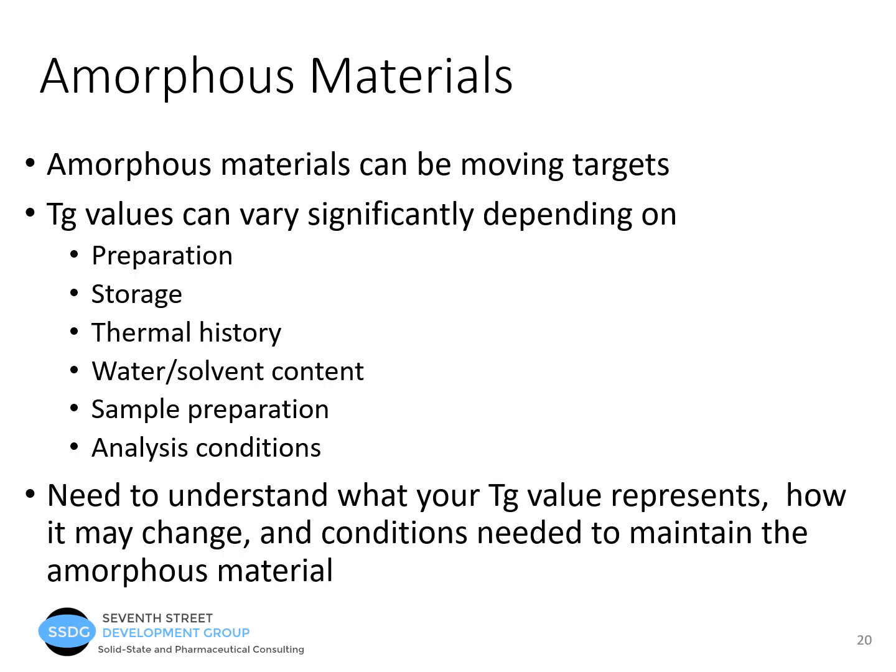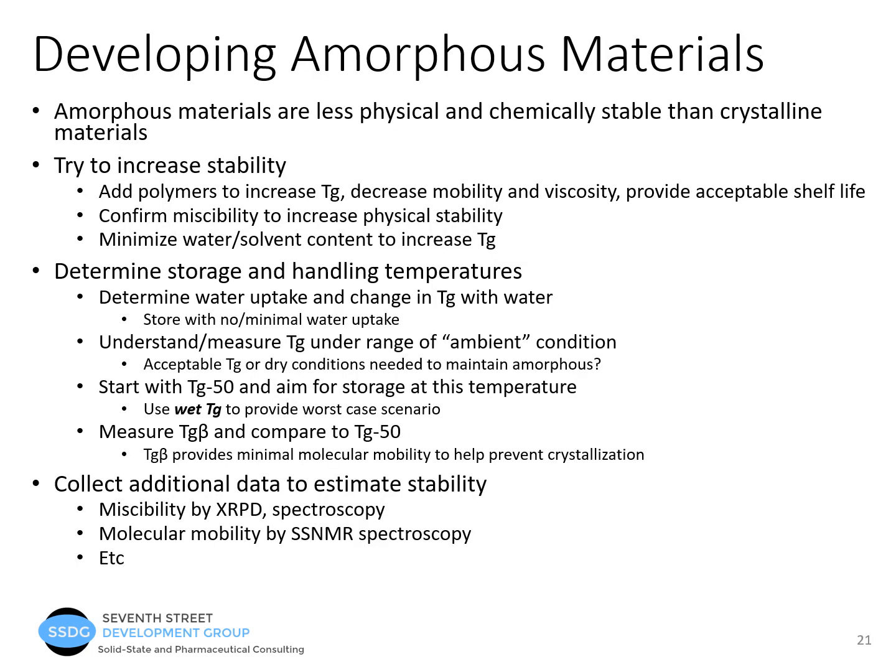So to summarize, amorphous materials can be moving targets, and hopefully you also realize that the TG values that we're trying to measure are dependent on a lot of different parameters, all of these included on the screen. And we need to understand what our TG value represents, how it may change, and conditions that are needed to maintain the amorphous material. So while amorphous materials are difficult to develop, it doesn't mean that they can't be developed. We just have to have a different understanding of what our conditions are.